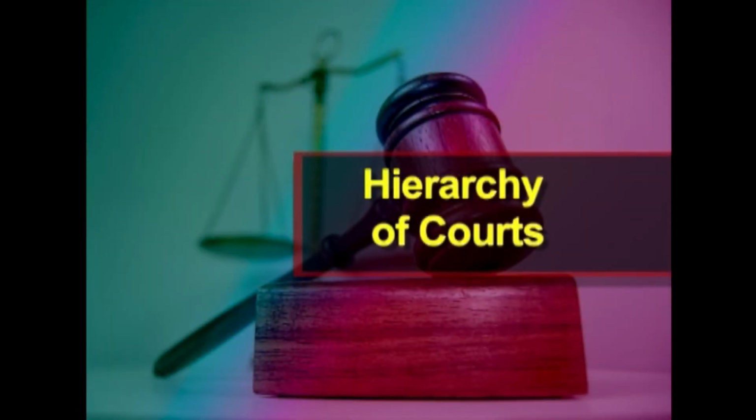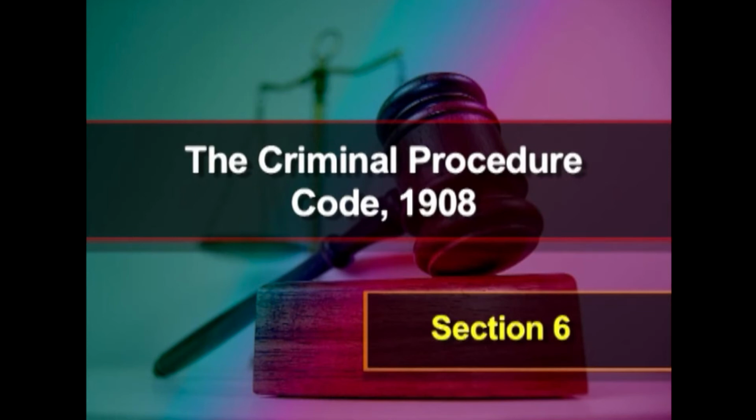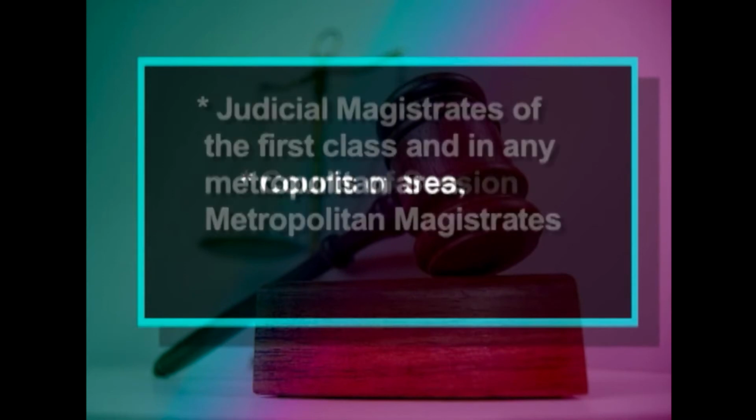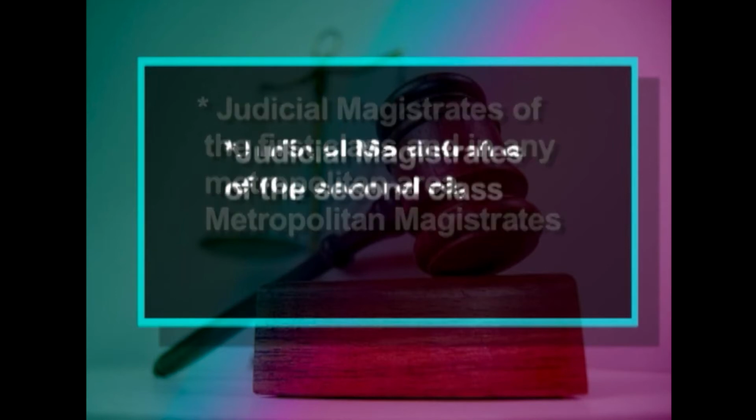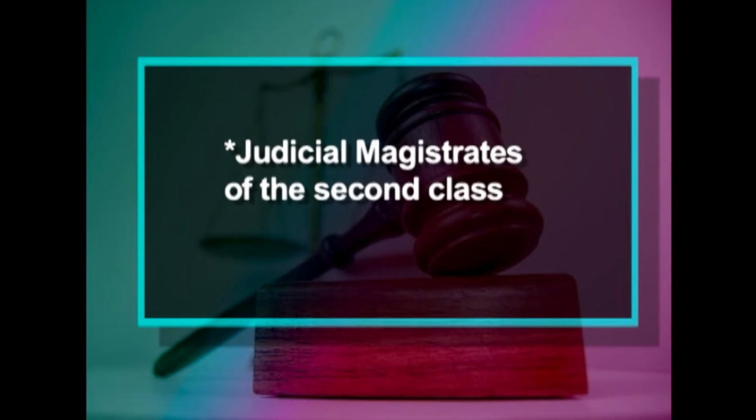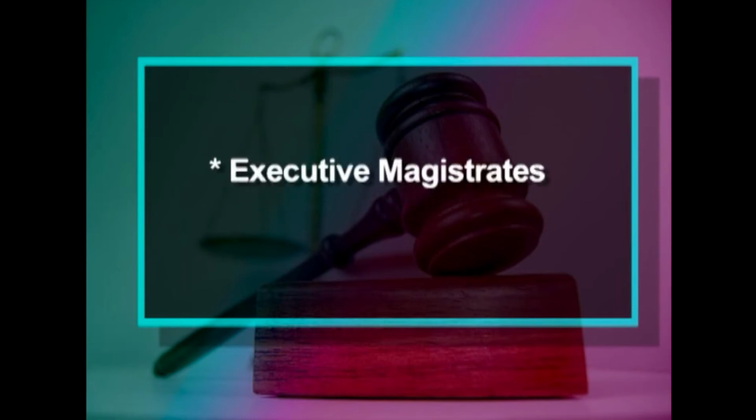To look into the hierarchy of courts, the Criminal Procedure Code sets out the different types of courts and the issues they are competent to deal with. Section 6 of the CRPC sets out that apart from the High Court and any court specially set up under any law, there shall be a Court of Sessions, judicial magistrates of the first class, and in any metropolitan area, metropolitan magistrates, judicial magistrates of the second class, and executive magistrates.